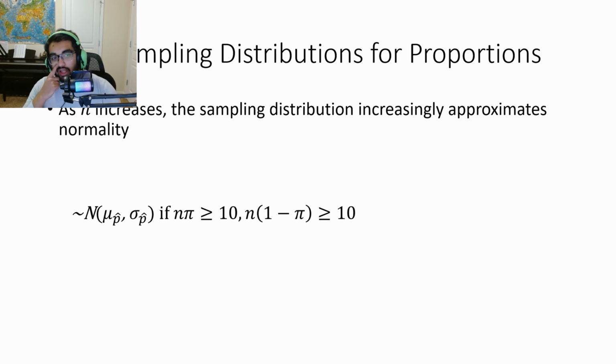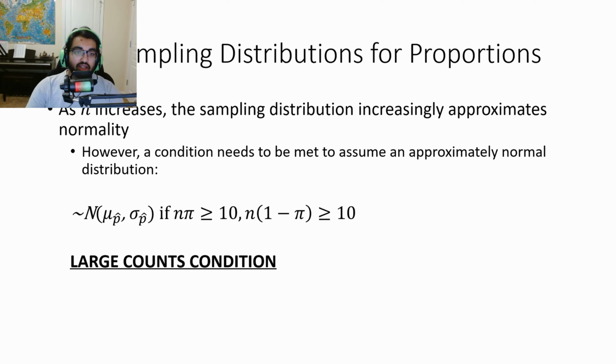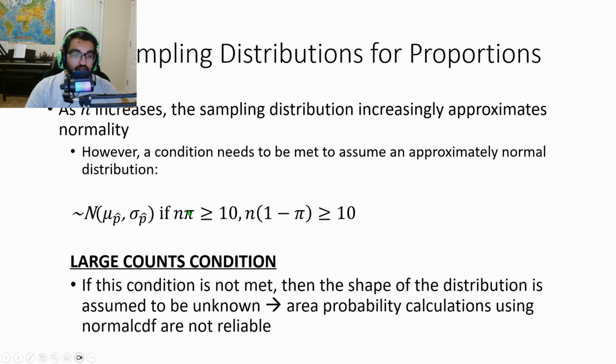Let's see. As the sample size n increases, the sampling distribution increasingly approximates normality. However, a condition needs to be met to assume an approximately normal distribution. It's only normal with the relevant mean and standard deviation if the sample size times the proportion is greater than or equal to 10, and the sample size times 1 minus the proportion is greater than or equal to 10. This is important, and it's called the large counts condition. You have to check this to do inference. You'll see that going forward in the next chapters.